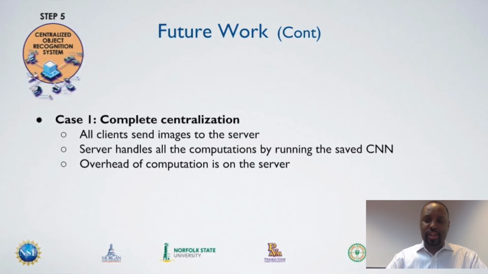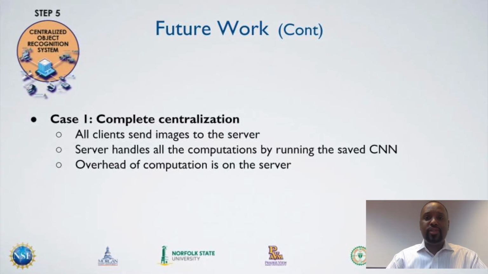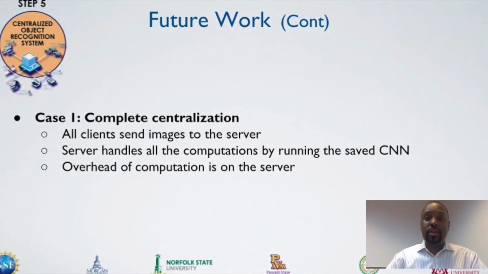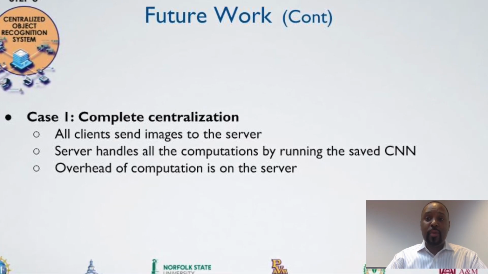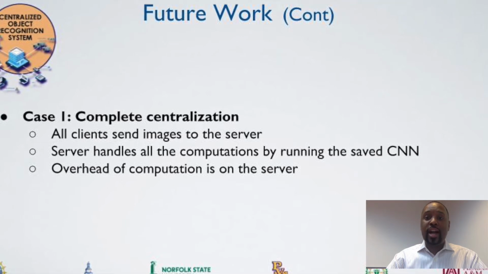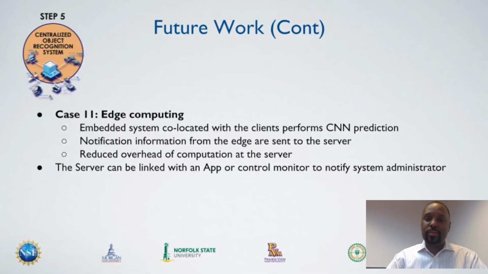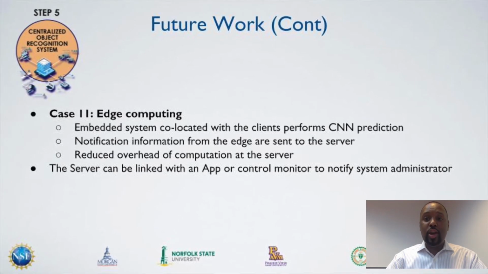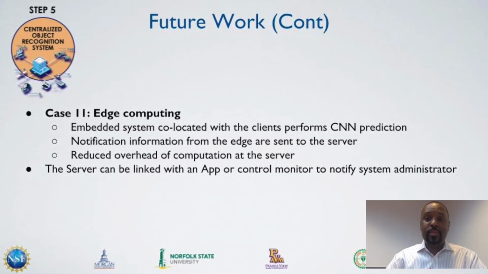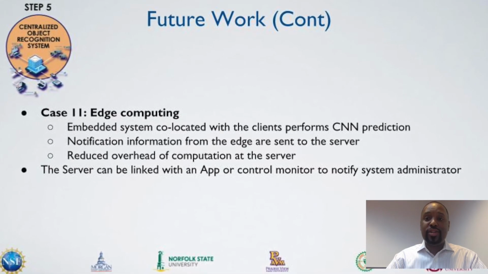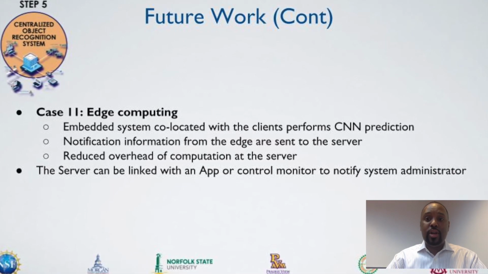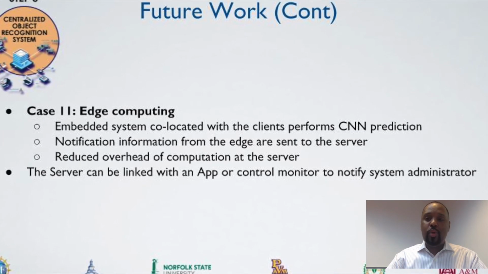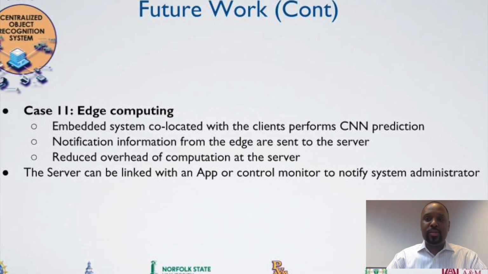There are two cases in which the future work can be considered. Case 1, complete centralization, meaning all clients send images to the server. The server handles all computations by running the saved CNN. Overhead computation is on the server. The second case would be edge computing. Embedded systems co-located with the clients perform CNN prediction. Notification information from the edge is sent to the server. Reduced overhead of computations at the server. The server can be linked with an app or control monitor to notify system administrators.